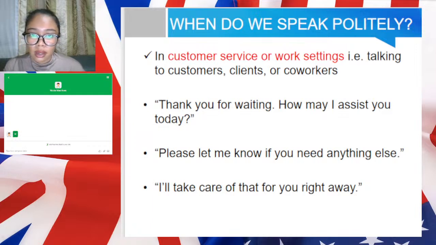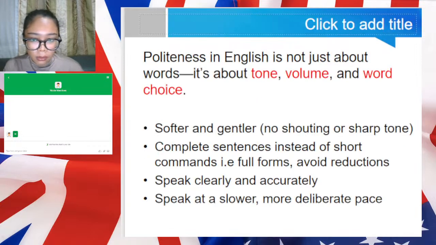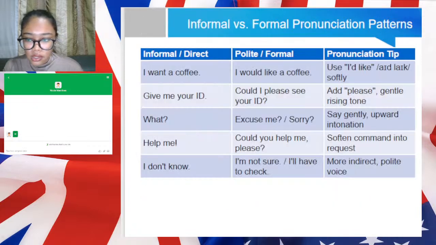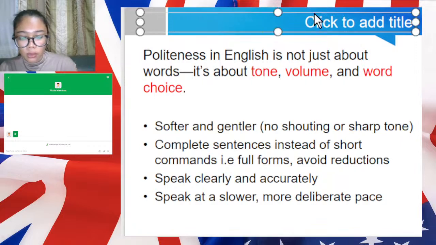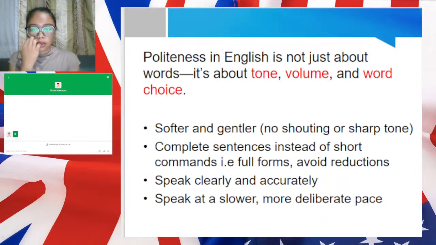So that's the varying situations in which you should speak politely to someone or a group, for instance. So that is it. I think it's already almost time. Let's try to end this one with a slide, just a quick introduction of how politeness works in English.